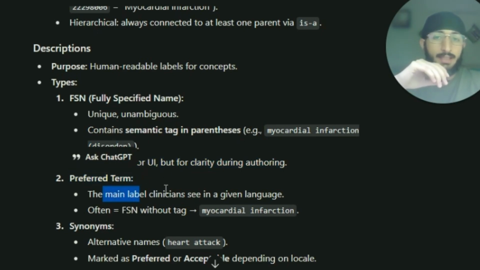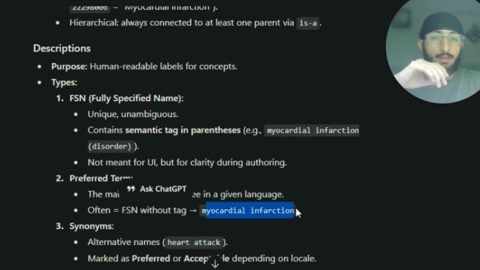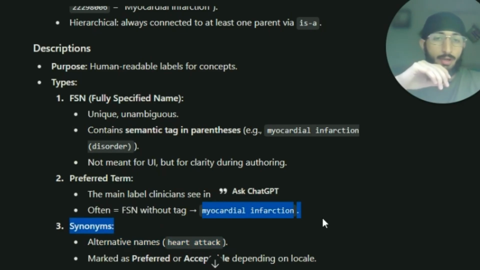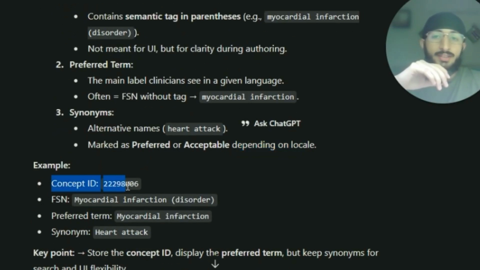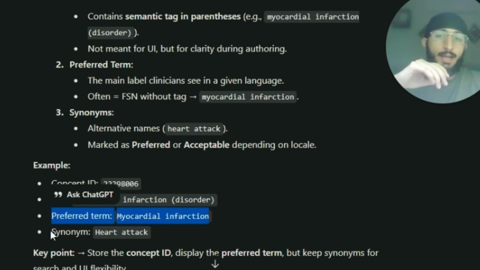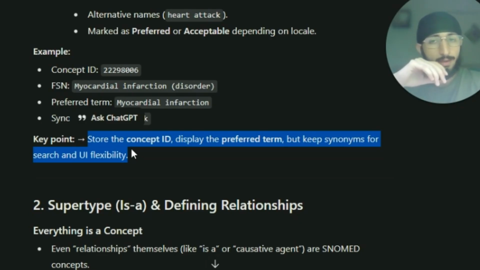Then we have the preferred term, the main label clinicians see in a given language, often the FSN without the tag, myocardial infarction. Synonyms are alternative names, for example, heart attack for myocardial infarction itself, marked as preferred or acceptable depending on locale. So this is the example concept ID given: FSN is myocardial infarction (disorder), preferred term is myocardial infarction without disorder, and synonym is heart attack. So store the concept ID, display the preferred term, but keep synonyms for search and UI flexibility.